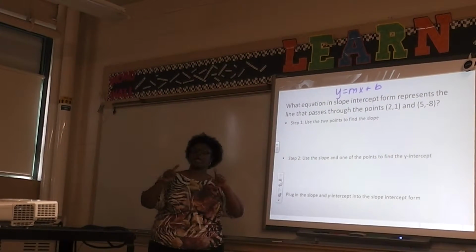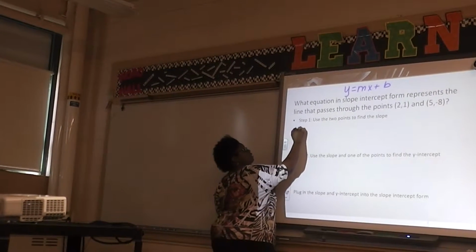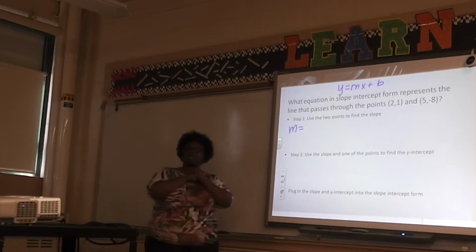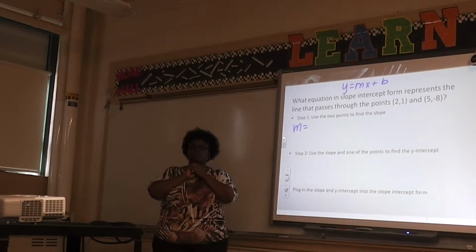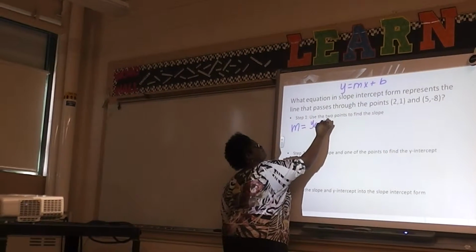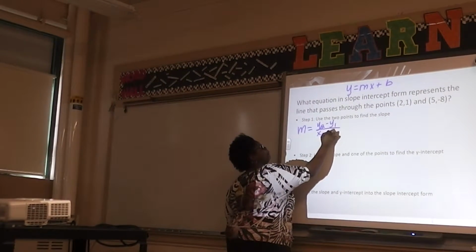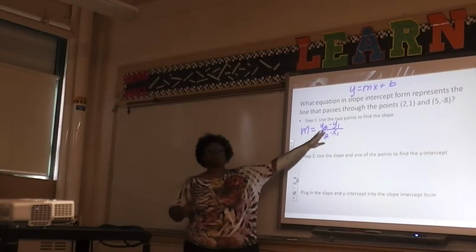So I see 3 hands. I saw Terrence first, so I'm going to start with him. Terrence, do you remember what my slope formula is? Y2 minus Y1 over X2 minus X1. Very, very good. All right. So this is our slope formula.